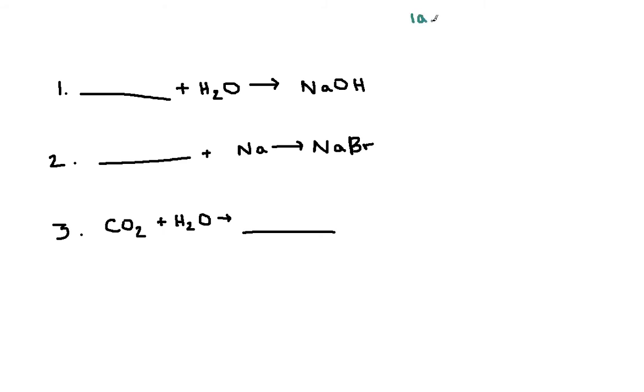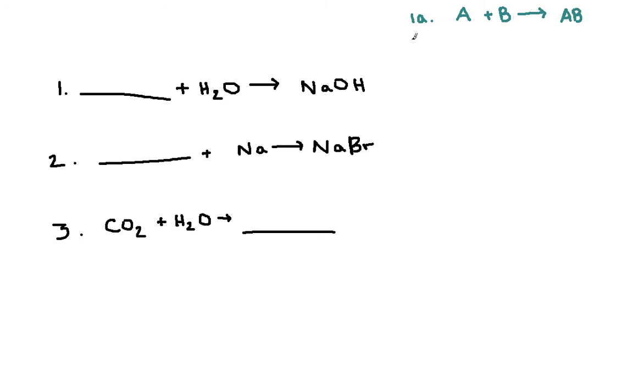In a 1A, what happens is you take one element, and you add a second element to it, and what you get as a result is one compound that is a combination of A and B.